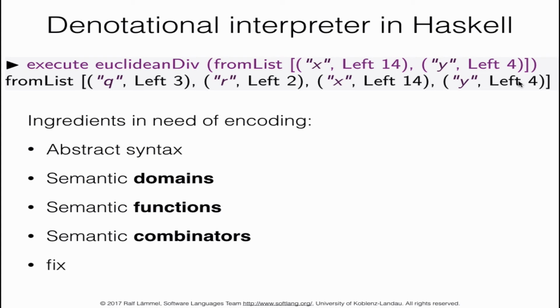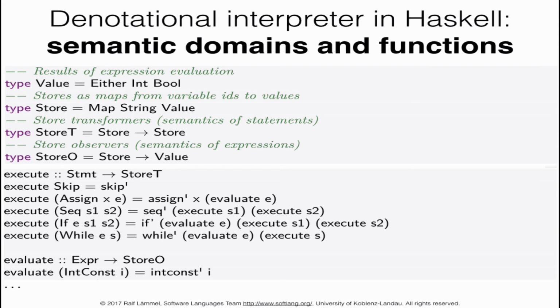For such a denotational interpreter, we would need to map the abstract syntax. That's pretty straightforward. We would need to map the semantic domains, the semantic functions, and the semantic combinators, and of course also the fixed point combinator that we assumed. So here are the semantic domains and the semantic functions. As values for expressions, we've got a sum over int and bool. Stores are just maps as a data structure here from strings to values. Store transformers are functions on stores, and store observers are functions from stores to values.